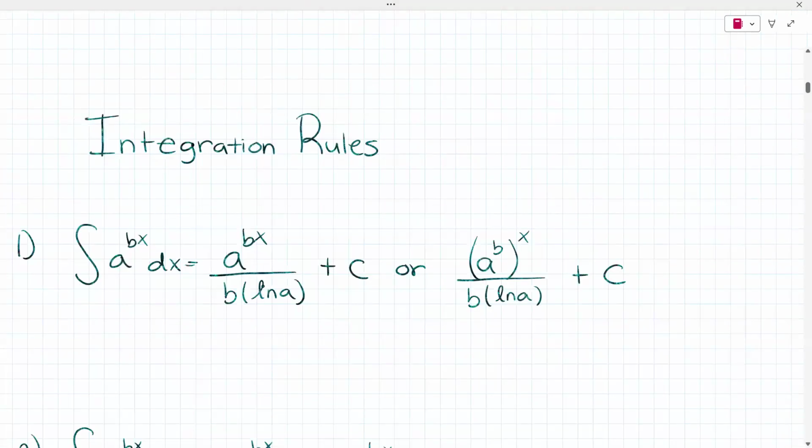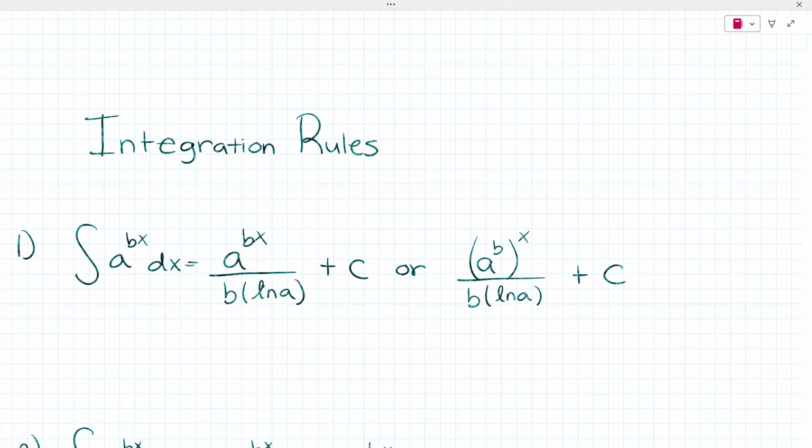Okay, now let's talk about integration rules. So remember, integration and derivatives are like the opposite. You go backwards, right? So let me show an example. So what I mean is, what do I really mean?